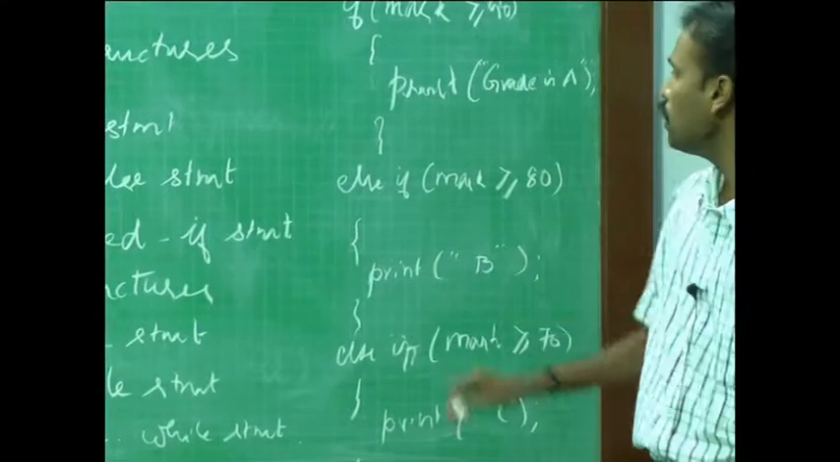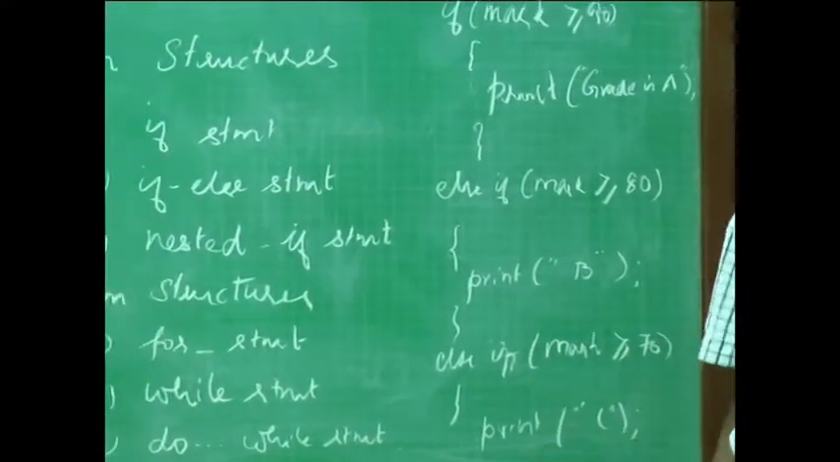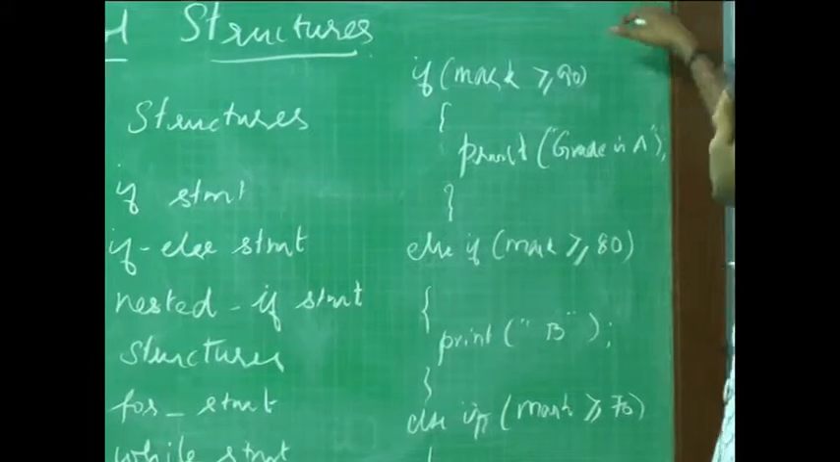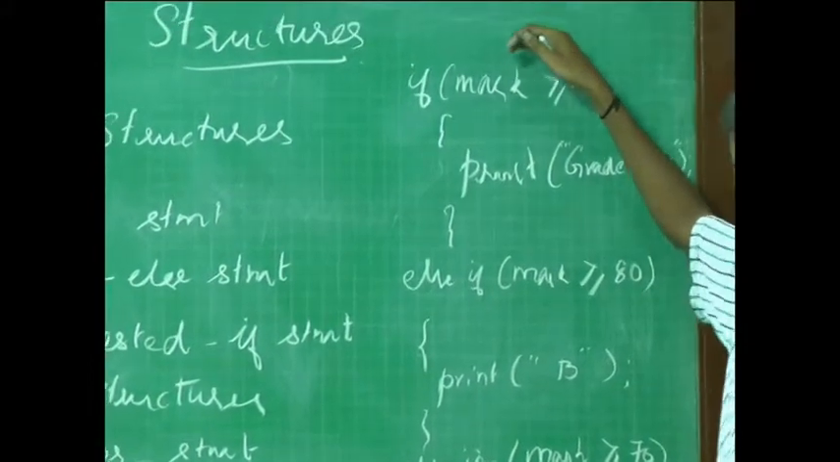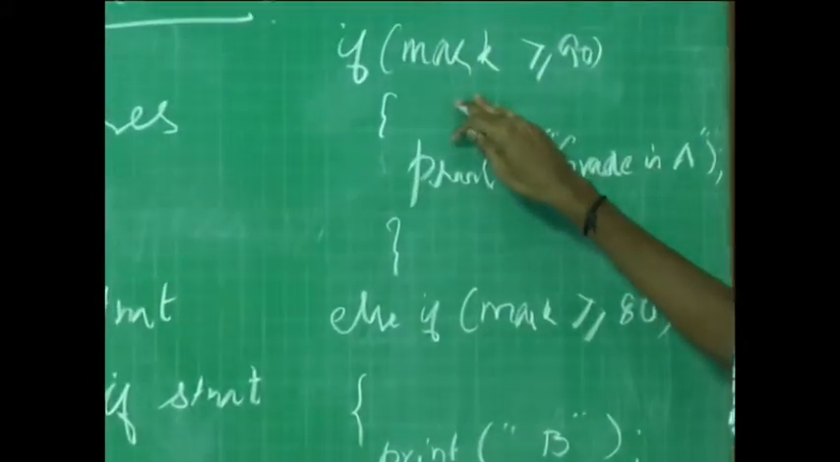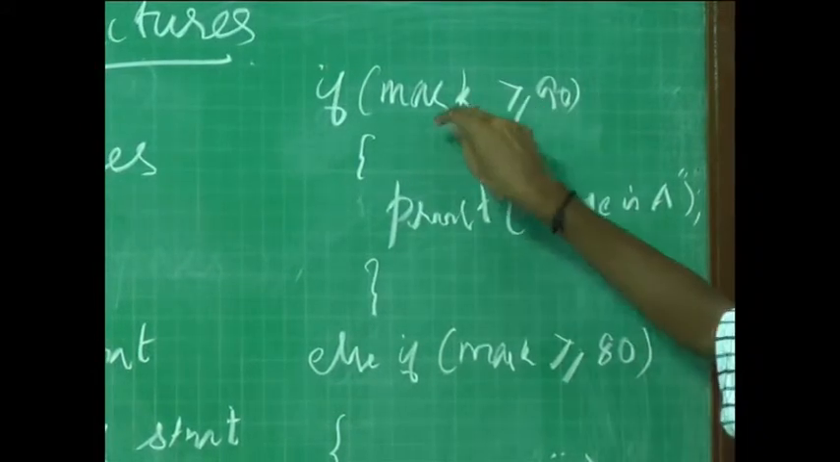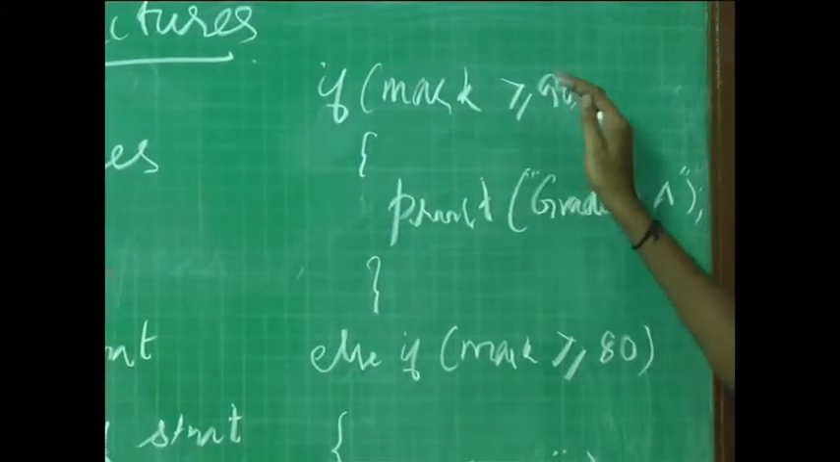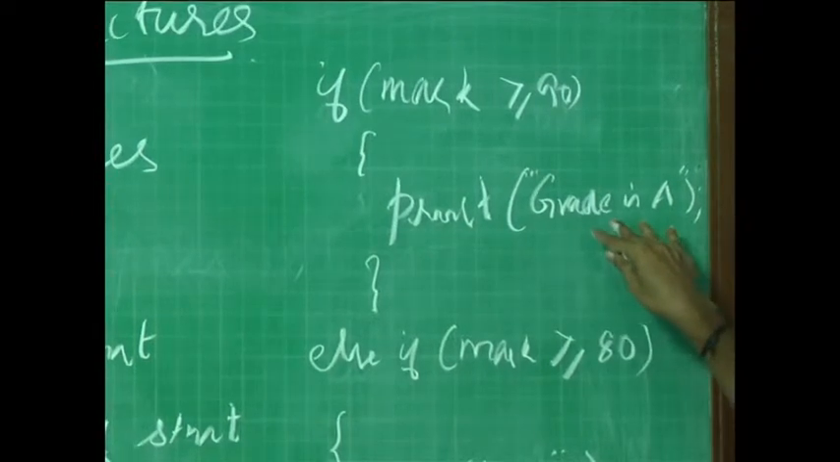C. If you look at the flow of controls across this control structure, it will first get into this first if condition where it checks the marks to be greater than 90. If the mark were greater than 90, it simply prints the grade is A.